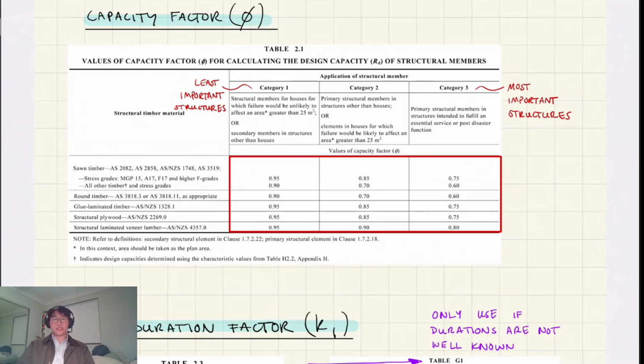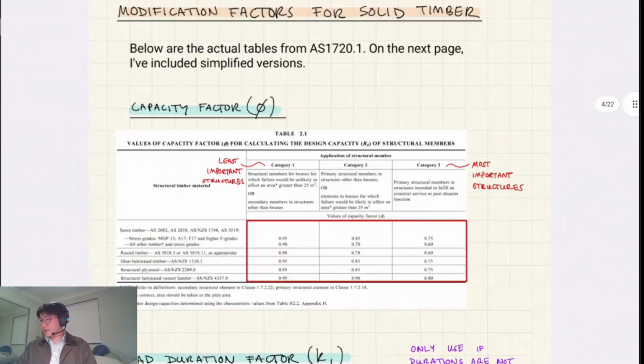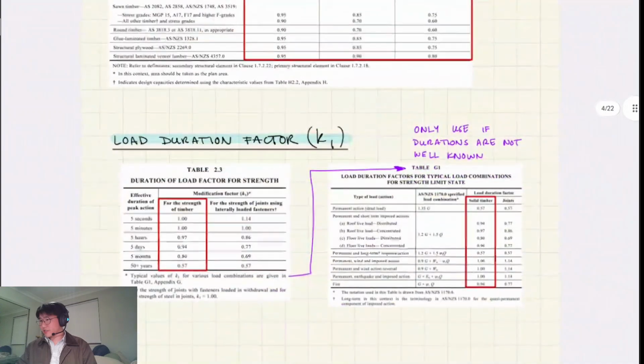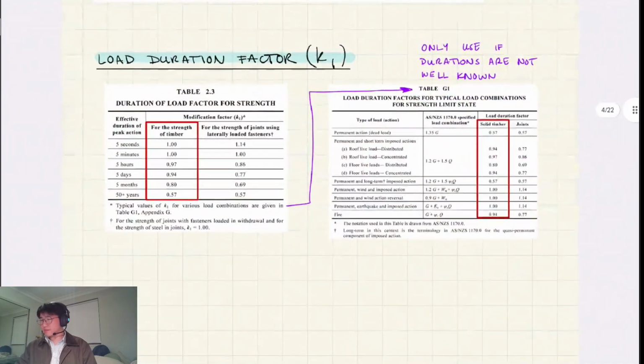Round timber is, I guess, if you use a big timber post from the actual tree trunk. Glulam, structural plywood, LVL, right? Those are all really common and they're documented in the timber standards. So it's basically a function of that. There are rows and columns, and you just find the right number. That's how the capacity reduction factor works, right?